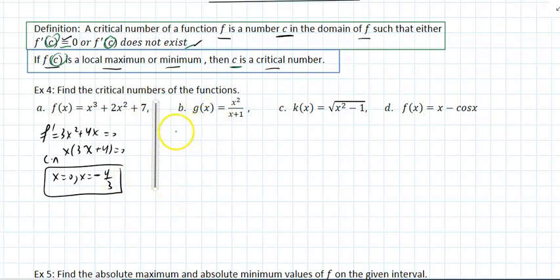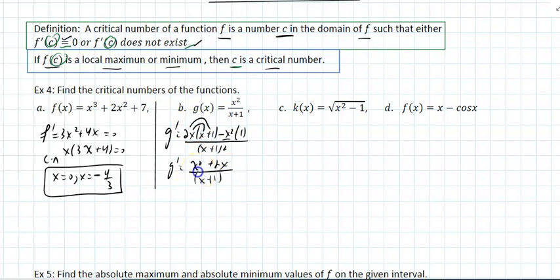Part B, if I take a derivative of g, derivative of the top times the denominator minus the top times the derivative of the denominator all over the denominator squared. If I clean that up, that would be 2x squared minus x squared, that's x squared, plus 2x over (x plus 1) squared. Well, if I check where the derivative equals 0, that's when x squared plus 2x equals 0. That's when x times (x plus 2) equals 0. So I have x equals 0 and negative 2.